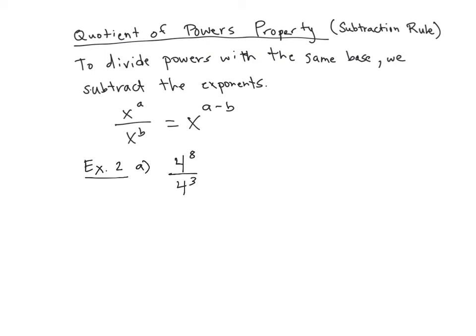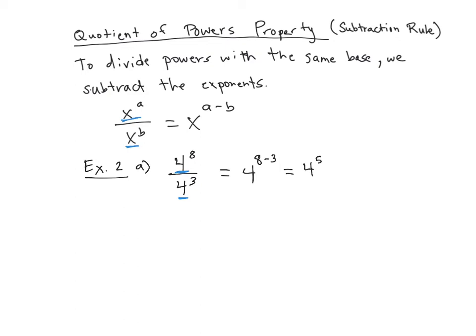And if you notice, that base is the same. So like in the algebra notation here, x is our base, and you can see in our problem 4 is going to be our base here. And then the number 8 is corresponding to a, and the number 3 is corresponding to b. So my rule says I can keep the same base, 4, and then subtract a minus b, so 8 minus 3 in the exponent. And 8 minus 3, of course, is 5, so I'm left with 4 to the power of 5.